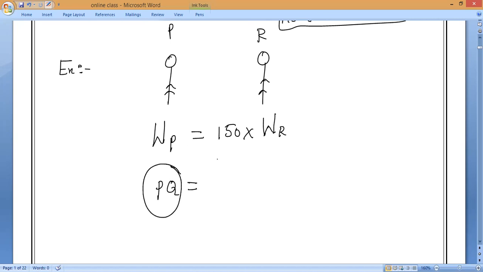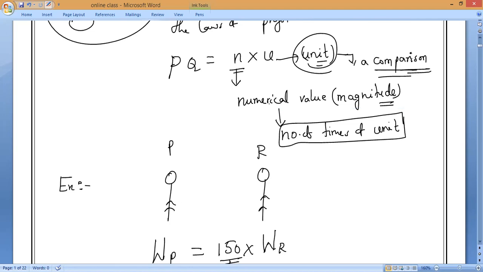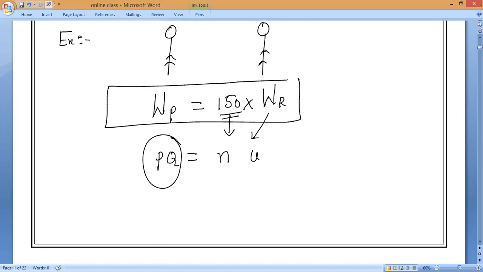So tell me, a physical quantity is the product of two things. This 150 is called what, guys? 150 is called what? N. N means what? What I have written? Number of times of unit. That is what it is. What is the unit, Pradosh? What are we measuring? We are measuring the weight. So the comparison, how I am comparing, is only called a physical quantity.